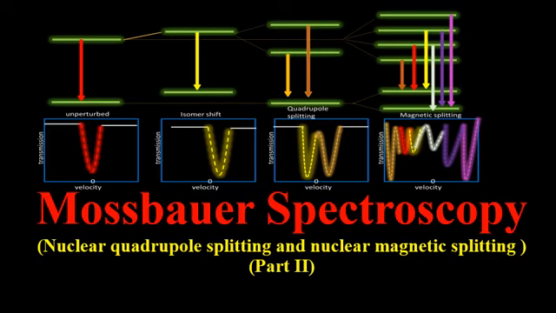Dear students, in this video now we are going to discuss the remaining part of the Mossbauer spectroscopy. In our first video of the Mossbauer spectroscopy, we discussed its working principle, recoil energy, the Mossbauer effect, Doppler shift and the isomer shifts. Now in this video we will discuss nuclear splittings, that is, what the quadrupole splittings are and what the nuclear magnetic splittings or hyperfine splittings are.